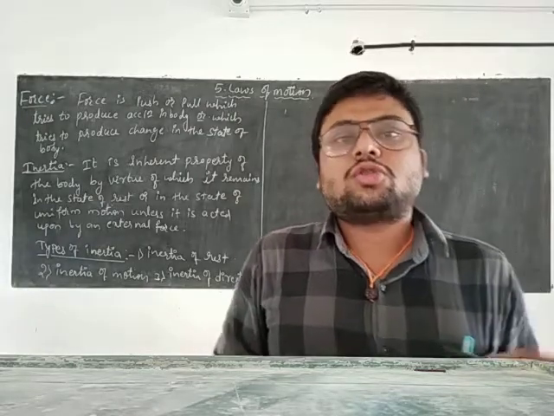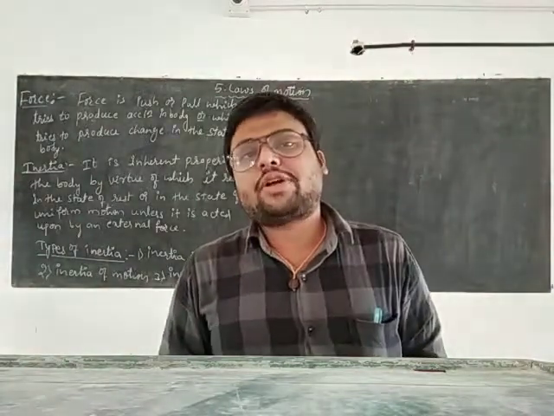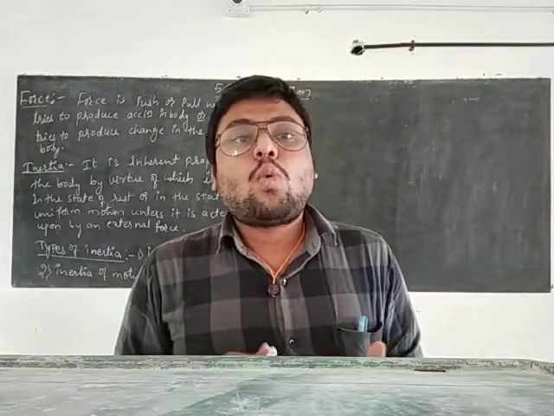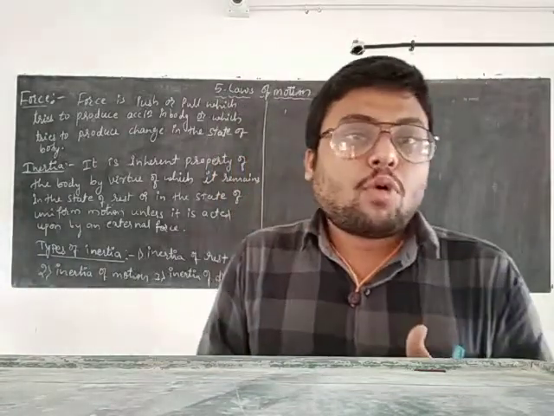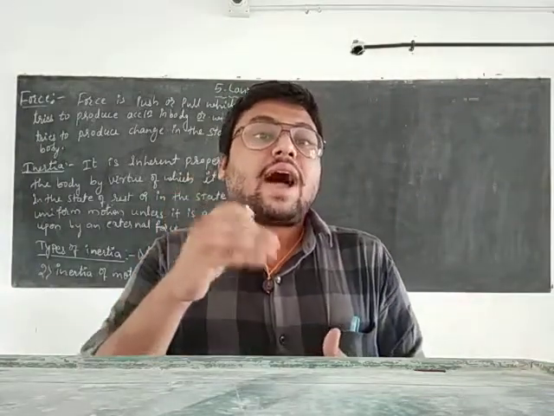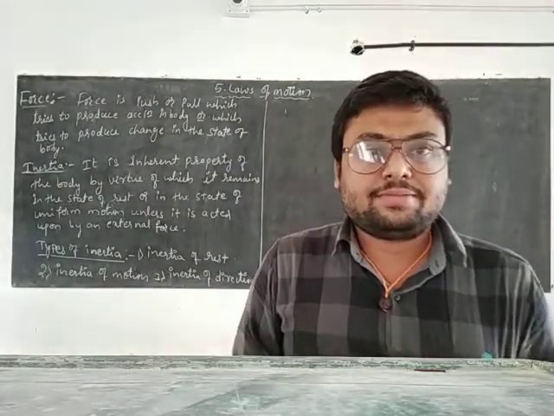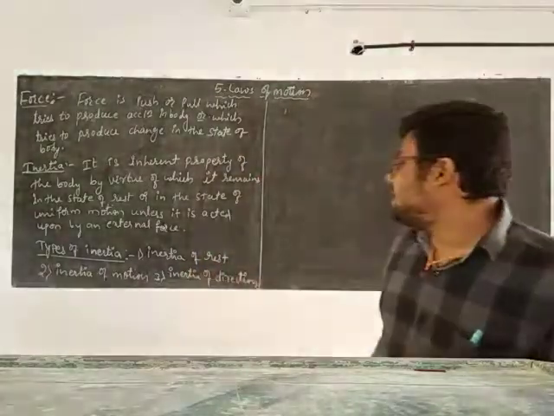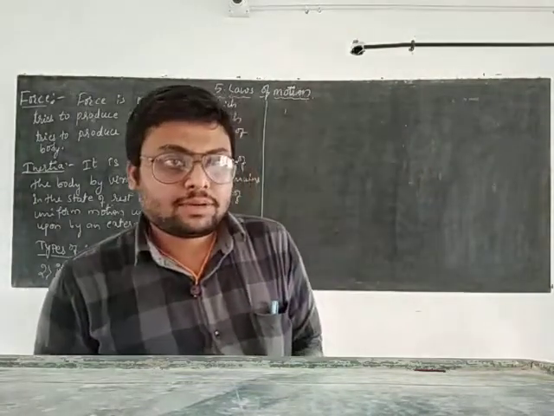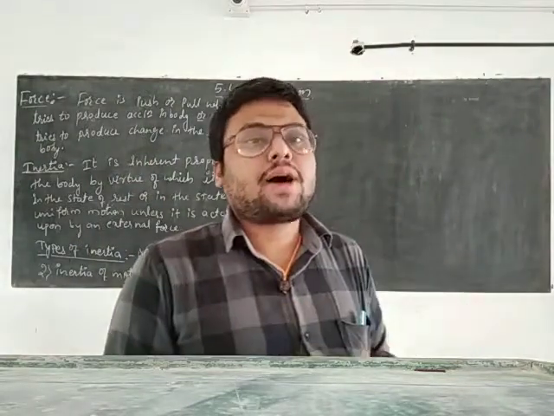Is it clear? So now, inertia of motion means it is the inherent property of the body by virtue of which the body wants to be in uniform motion. The body wants to be in motion unless it is acted upon by an external force. Is it clear? Okay. Next, we have the inertia of direction. Here I consider an example. Just imagine you are seated in a car which is moving in a curved path.